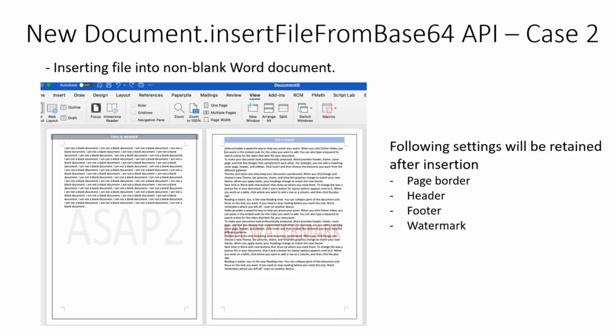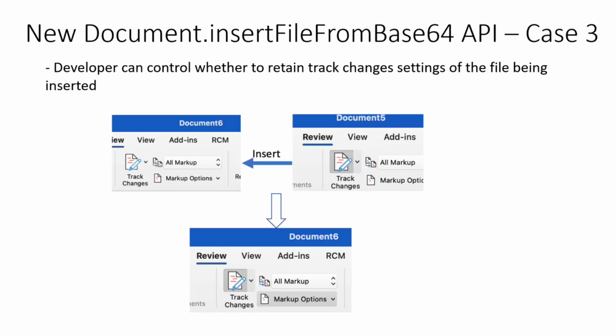And also, instead of keeping these content level things, we also select several document level settings to give the user the choice to see whether you want to retain these settings or not when doing the insert file from base 64. For example, track changes. If you want to retain the track changes settings when doing the insertion, now we provide you the capability to see whether you want to do that or not.